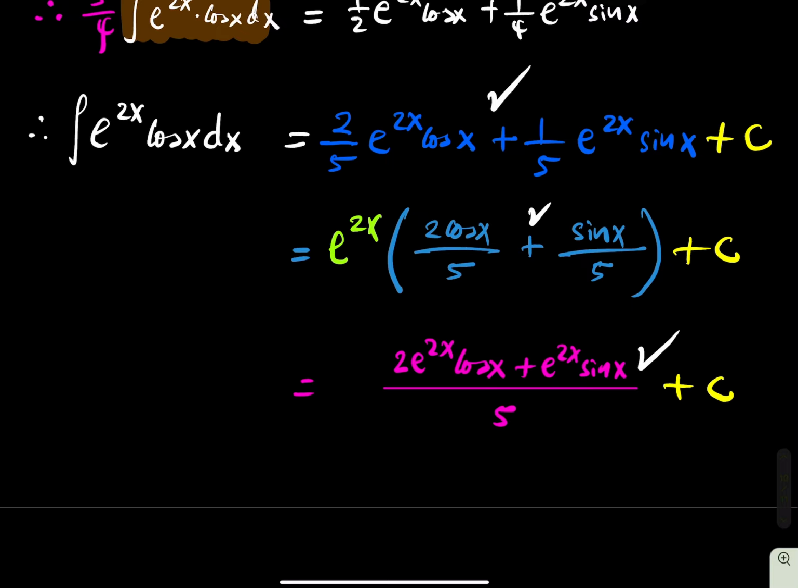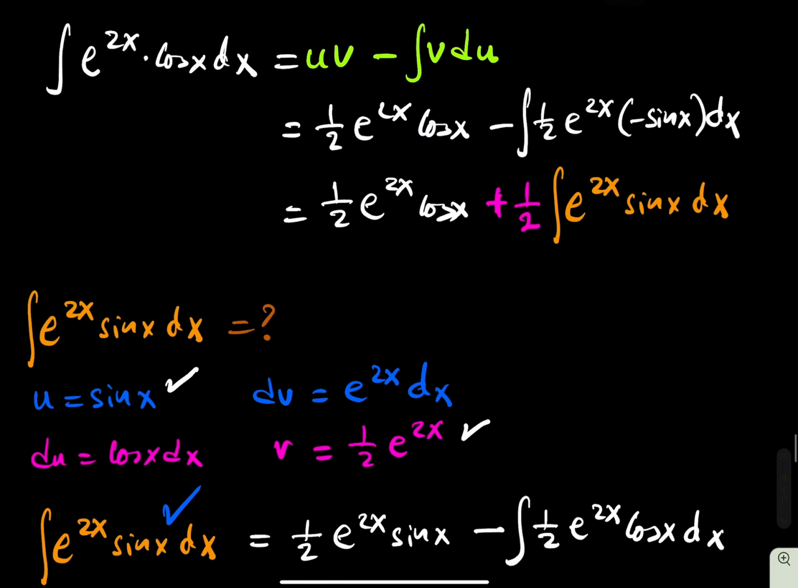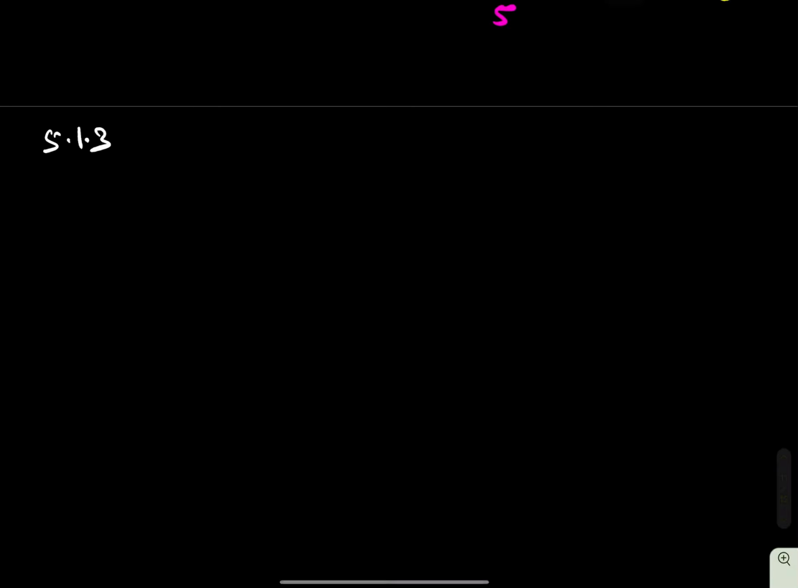I hope you have seen that. So I may have oversimplified that situation. That was 5.1.2. Let's check the next one, 5.1.3. What are they saying there?